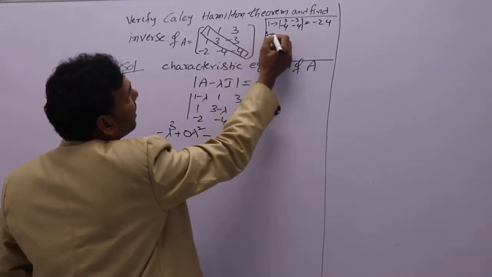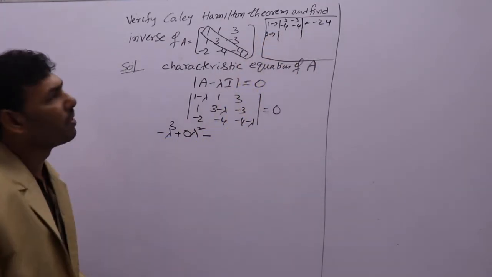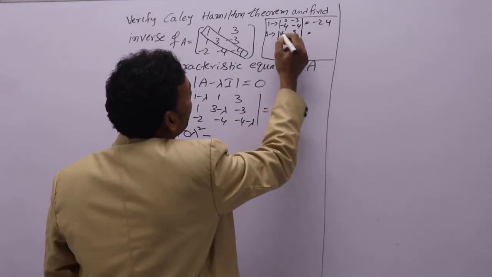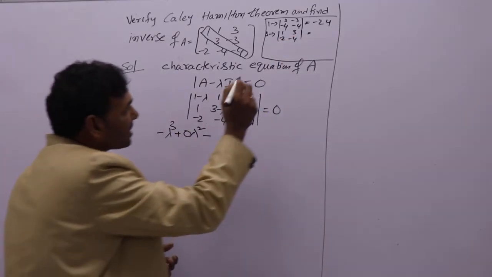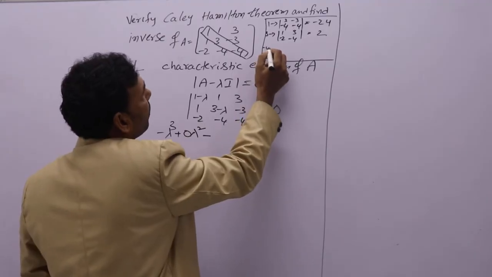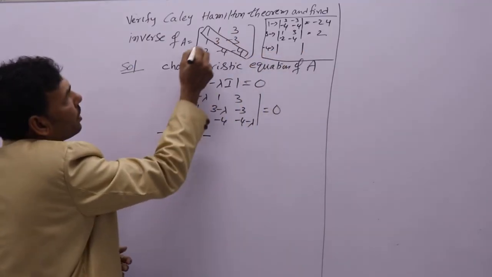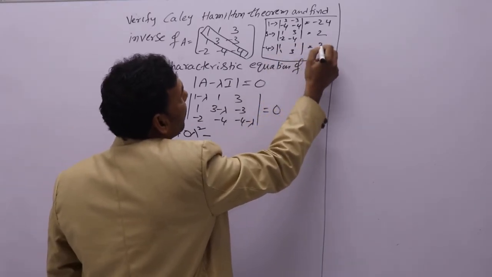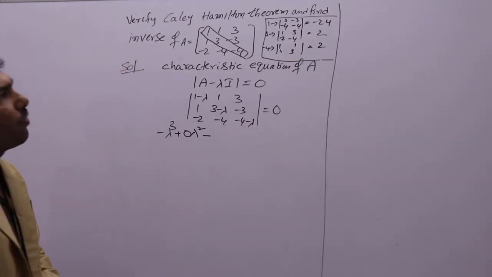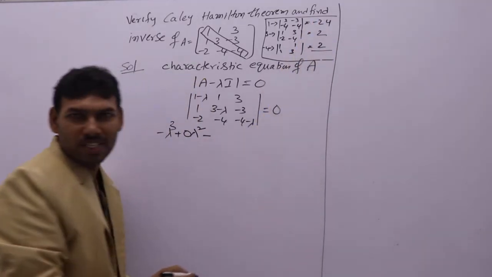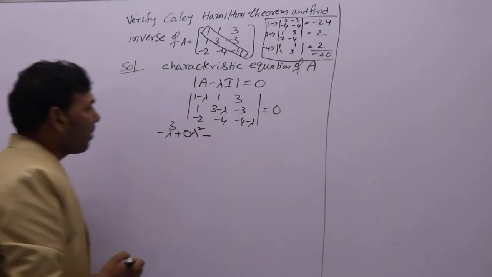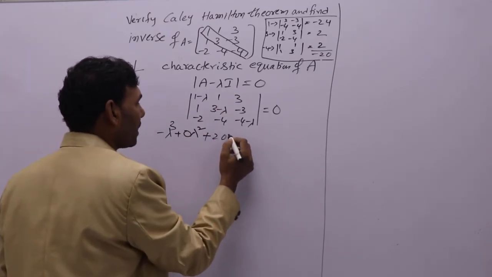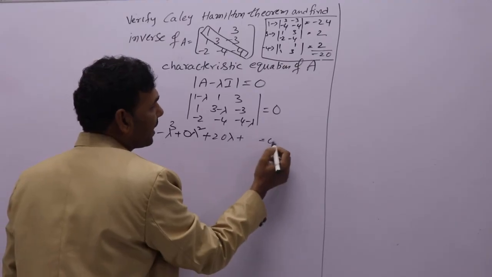Next, for 3, the corresponding column and row are eliminated. That means second row, second column eliminated: 1 3, minus 2 minus 4. 1 into minus 4, minus 4 plus 6, you will get 2. Next, for minus 4, the corresponding column and row is eliminated: 3 minus 1, that is 1 1, 1 3, 3 minus 1, 2. Now if you add, what you will get? 2 minus 24 plus 2, minus 20. Minus into minus, plus 20 lambda plus det A equal to 0.